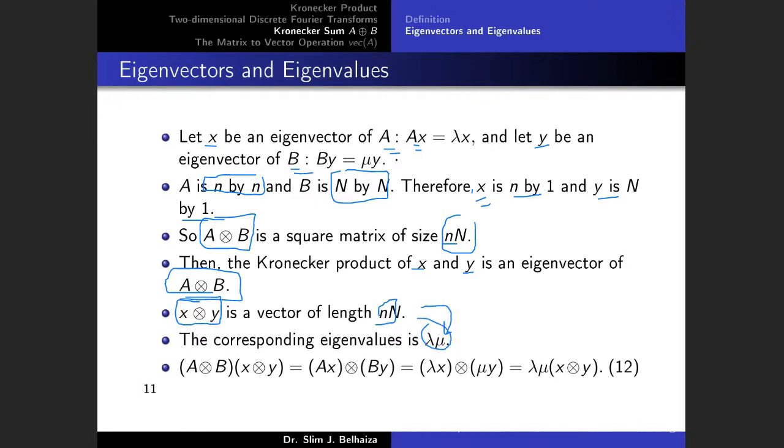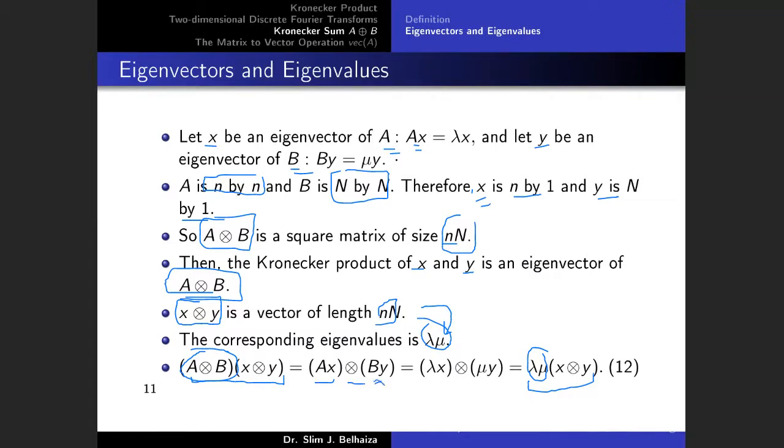So basically in mathematics, we are trying to solve this eigenvector problem for the matrix A Kronecker B. If you decompose it using the properties we've seen earlier for the Kronecker product, the Kronecker product of A and B multiplied by the Kronecker product of x and y, you can write it as Ax Kronecker product By.